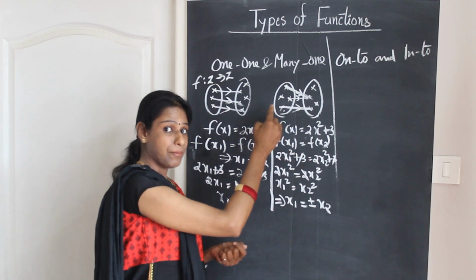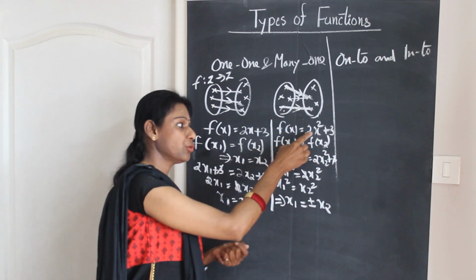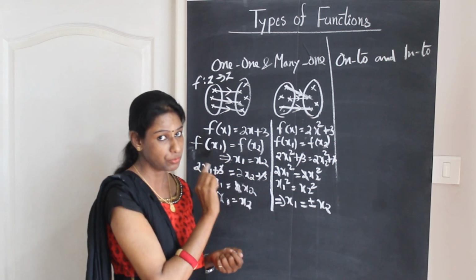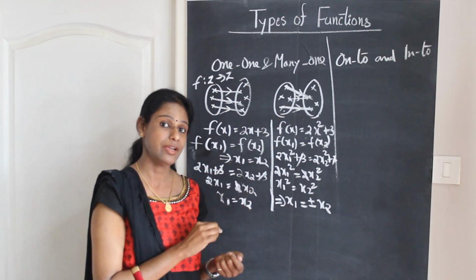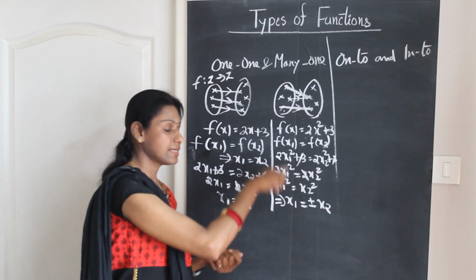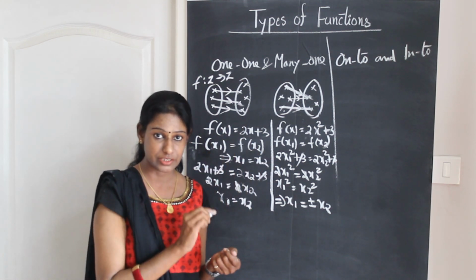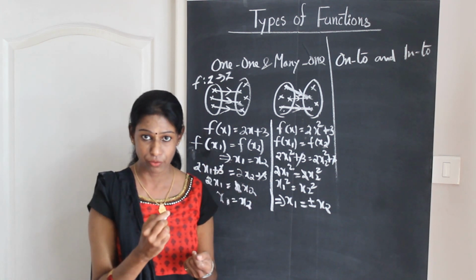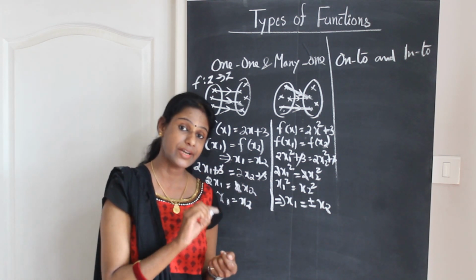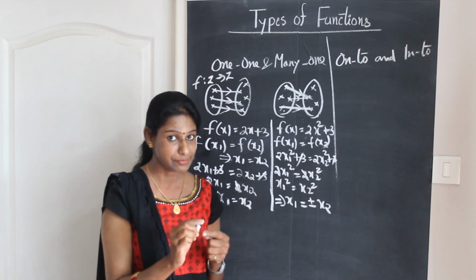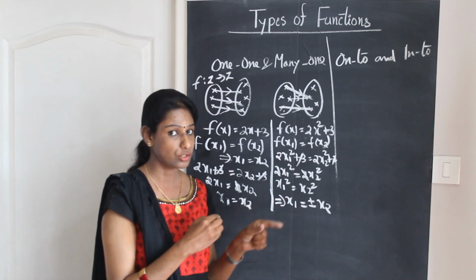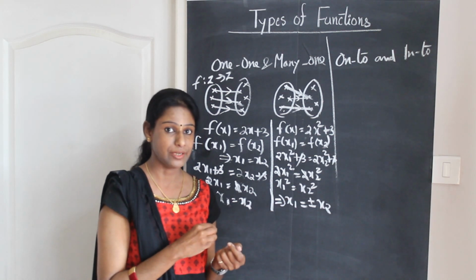And for minus 1 also, it will be 2 into minus 1 squared plus 3, that is again 2 plus 3 is equal to 5. So the function will be many to 1. So this is the condition for checking whether the function is 1 to 1 or many to 1. f of x1 equal to f of x2 implies x1 is equal to x2, then it is 1 to 1. Otherwise, that means x1 is not equal to x2, then it is many to 1.